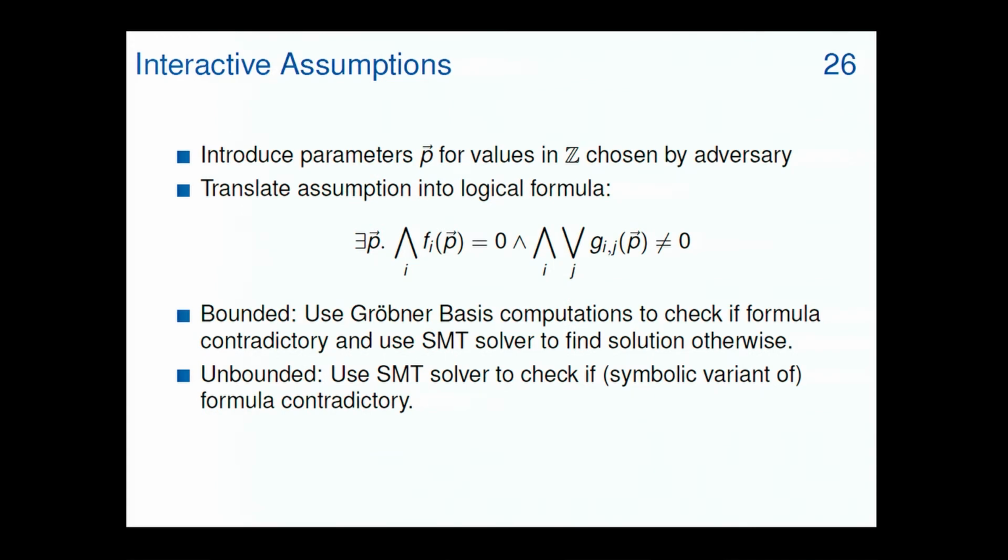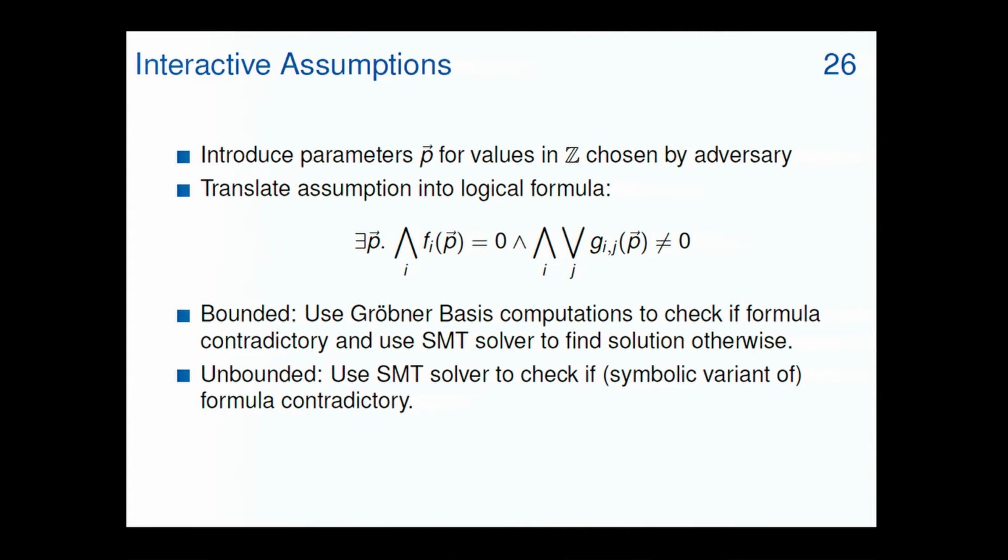Okay, now for interactive assumptions, the main difference is that the adversary can actually choose values when he queries an oracle or for the winning condition. So what we do is we introduce parameters for these values in Z, chosen by the adversary, and then we translate the assumption into a logical formula that contains polynomials over these parameters. So we have a conjunction of polynomials that must be equal to 0, and a conjunction of disjunctions of polynomials that must be not equal to 0.